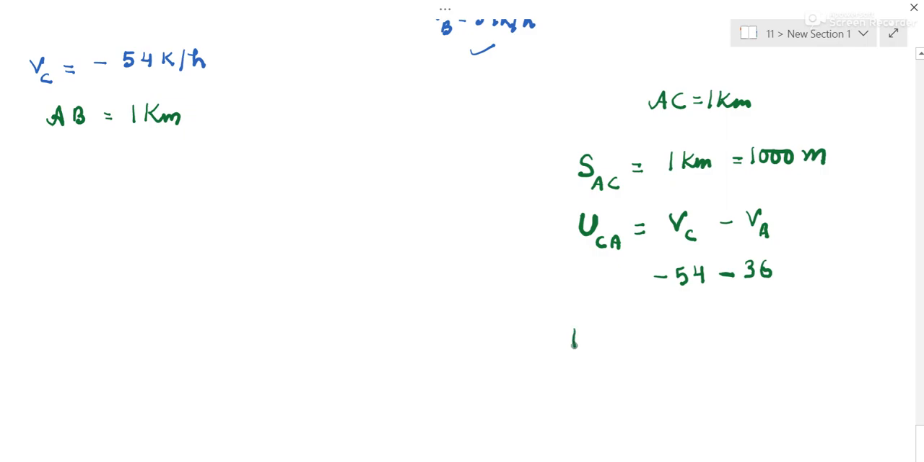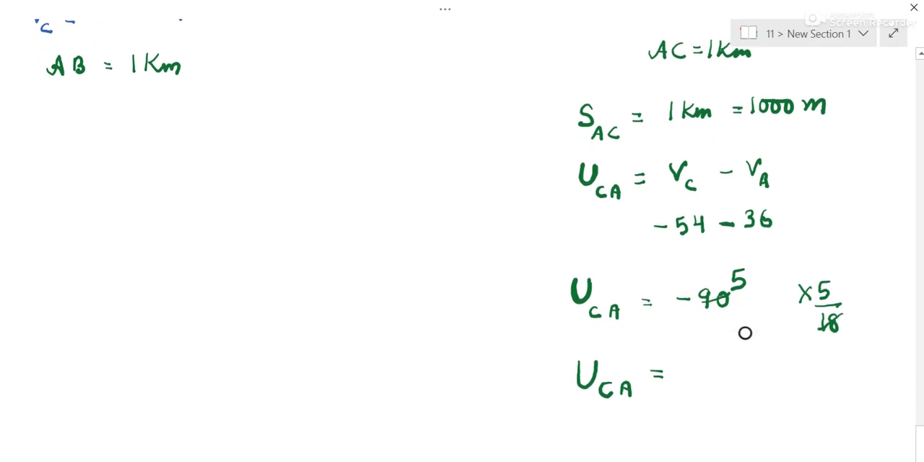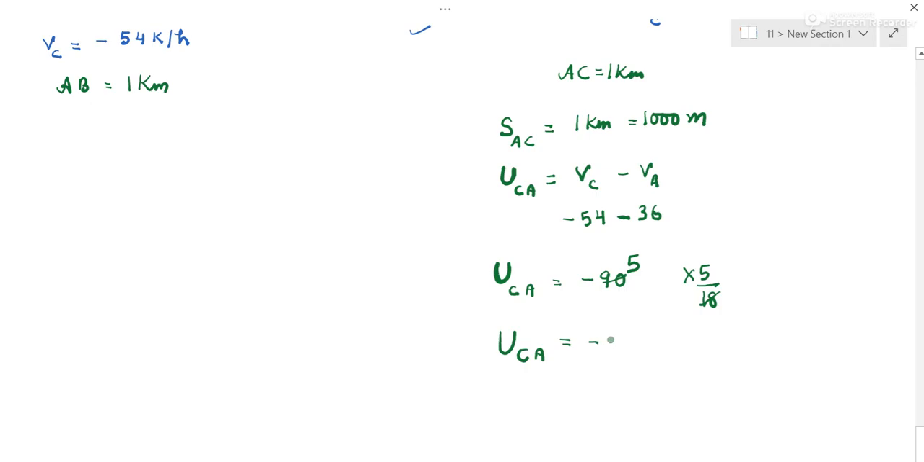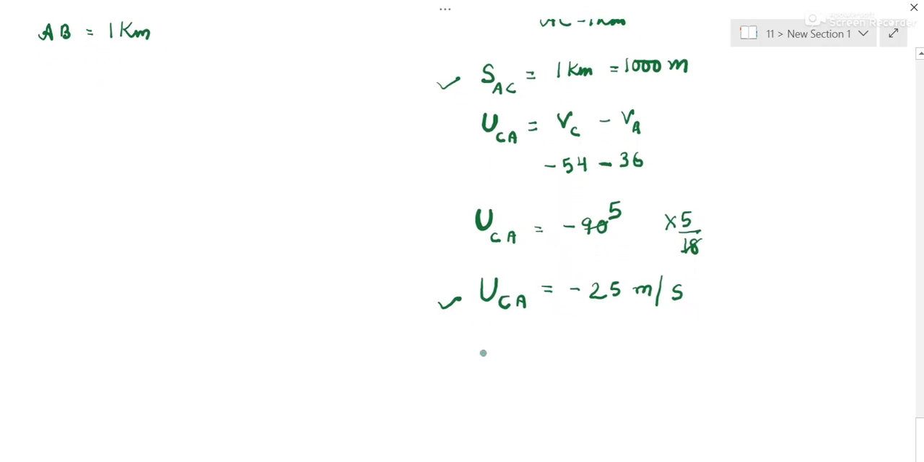So relative velocity, that is how much advantage C has over A. We can see this will come as 90 km per hour. If we wish, we can convert into meter per second by multiplying with 5 by 18. So relative speed of C with respect to A, how much advantage car C had over car A in terms of speed, is minus 25 meter per second. So this will act as U. So U you have, S you have, okay, acceleration will be 0 because C is not accelerating. B has decided, so B has to accelerate. So C's acceleration is 0.